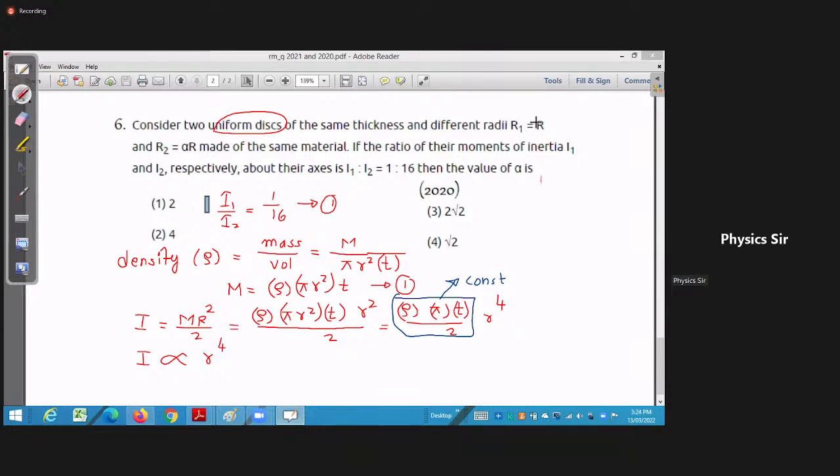कोई reply तो करो यार. समझा. So if the moment of inertia is directly proportional to R ka power 4, I can say that I1 will be directly proportional to R1 ka power 4. Therefore, I1 by I2 will be equal to R1 by R2 का power 4.